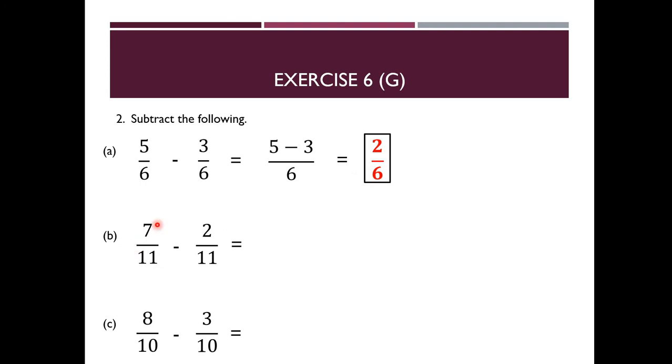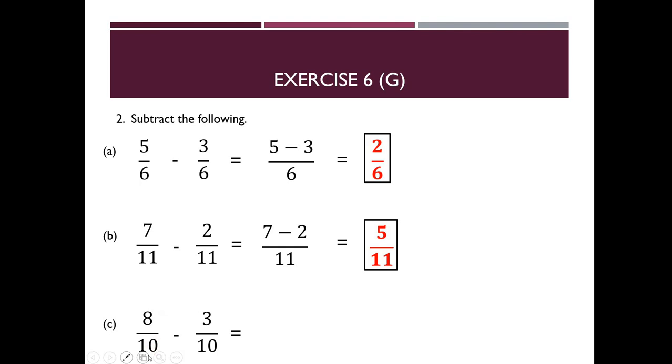Next, 7 upon 11 minus 2 upon 11. Again here we have the same denominator. You have to check whether you have the same denominator. So yes, we have the same denominator. So let's go ahead. 7 minus 2. 7 minus 2 gives us 5 upon 11. So 5 upon 11 is our answer.